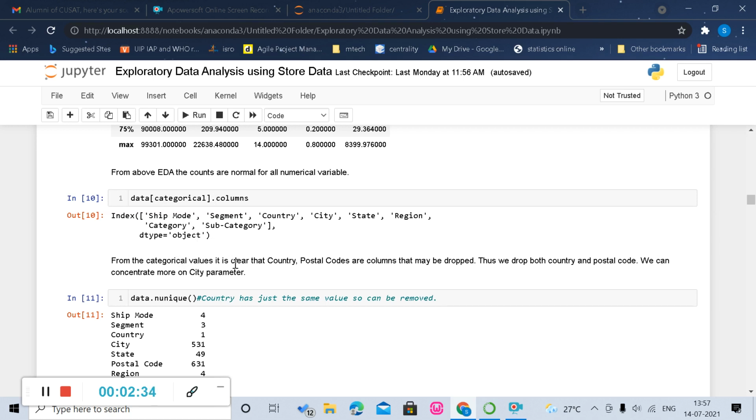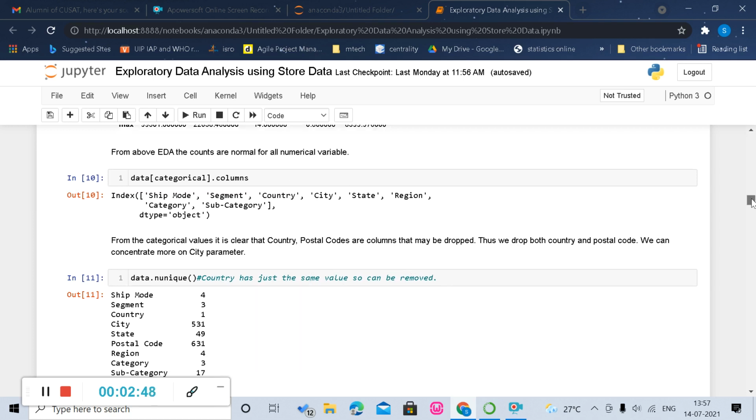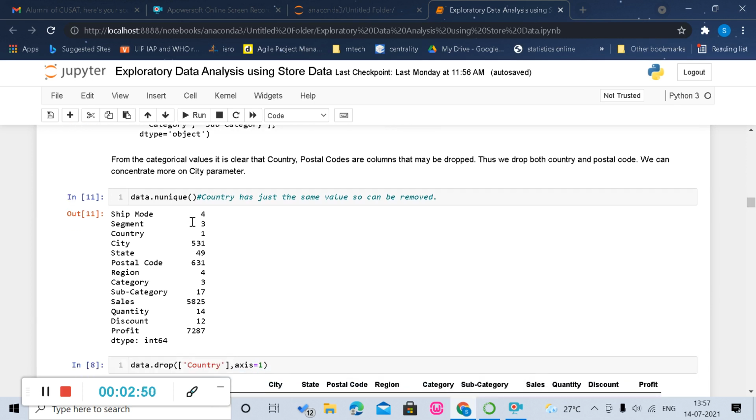From the categorical values, it's clear that country and postal code are columns that may be dropped. So I'm going to drop the column country, because country has the same value throughout the dataset. One more step I have done here is data.nunique, to find out the same values. So country has the same value, you can see here.